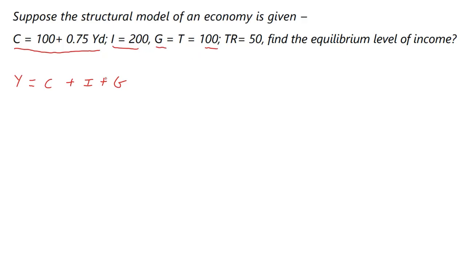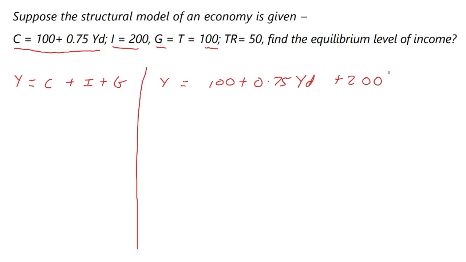Now, we can go ahead and substitute on this basis where we can say that Y is equal to C, which is 100 plus 0.75 YD. We've been given YD, and I'm just going to go ahead and substitute first. So I know that I is 200 and G is 100.